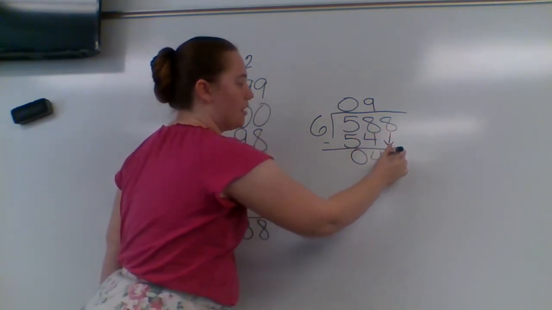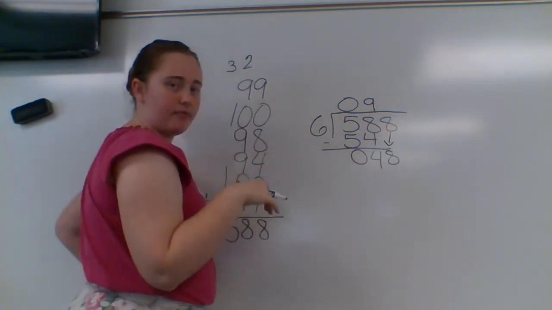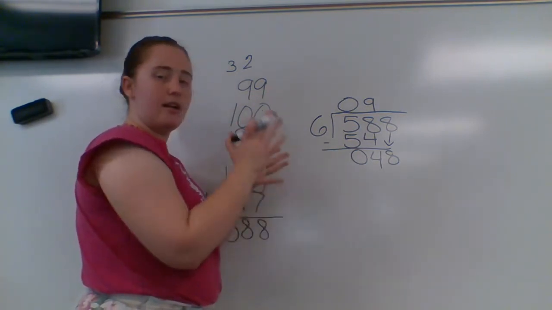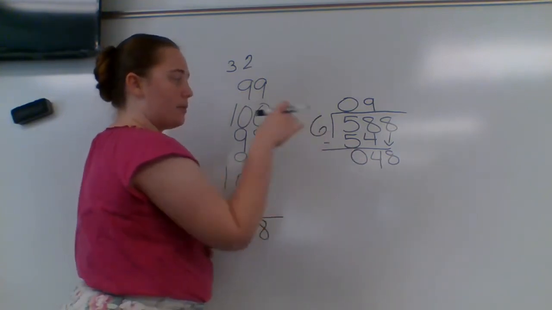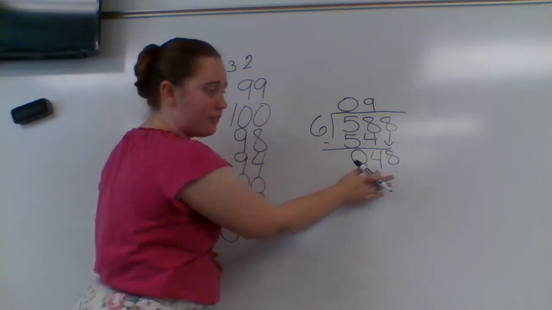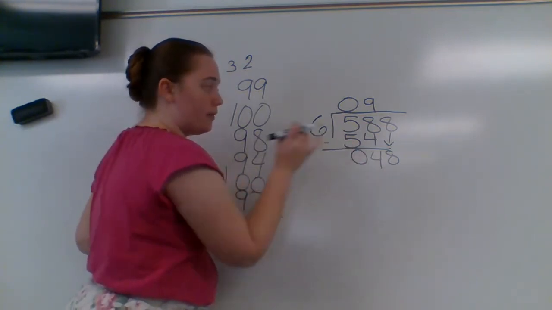And 8 will get brought down because that's my next step. Remember, we divide, multiply, subtract, compare, bring down. After we bring down, we're going to start over, so we're going to divide again. 6 into whatever the bottom number is, and right here it's 48. 6 will go into 48.